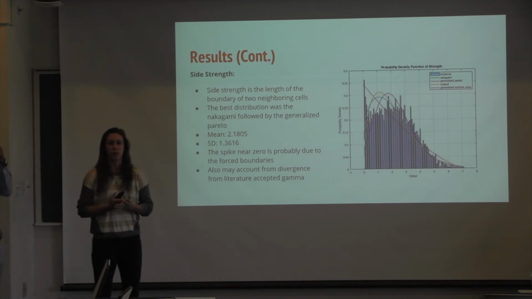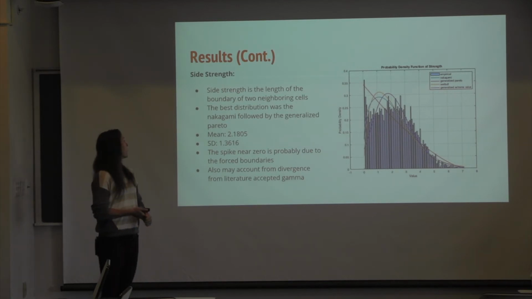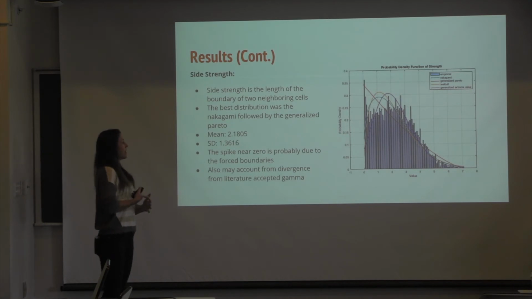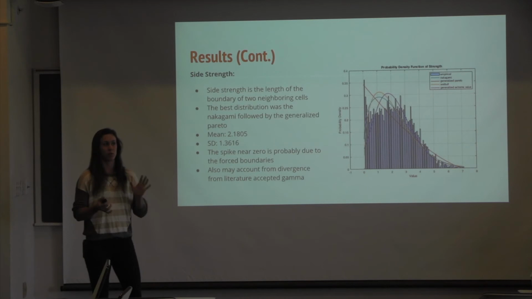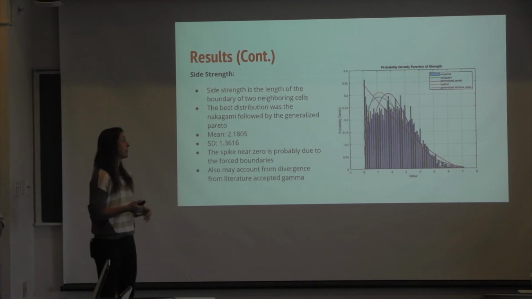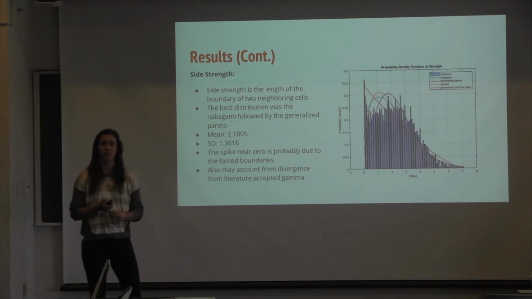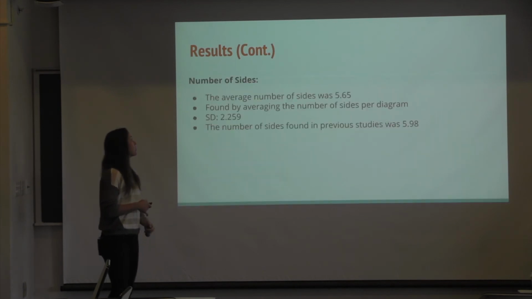Then we found the side strengths, which, as stated before, are just the side lengths between boundaries of neighboring cells. And so what we were able to do is find the distribution of those, which turned out to be a Nakagami distribution, and found a mean of 2.18. And so there was a spike around 0, like between 0 and 1 towards the lower end. And this is probably due to our forced boundaries as well, because when you force boundaries, you cut side lengths in half, and that would end up leading to a smaller number and a smaller mean. This may lead to the divergence from the studies that we were able to find for randomized Voronoi diagrams, as those were found to be gamma distributed.